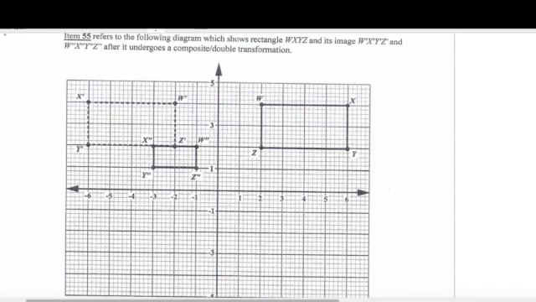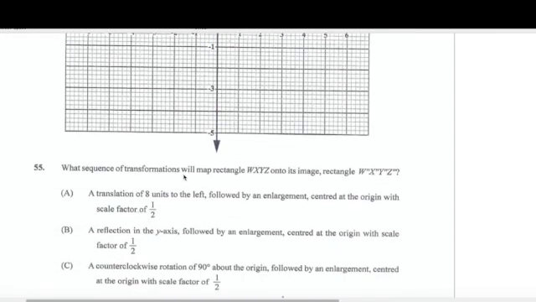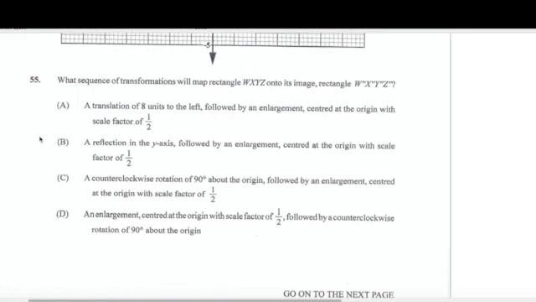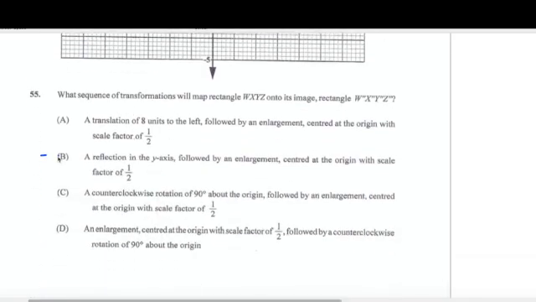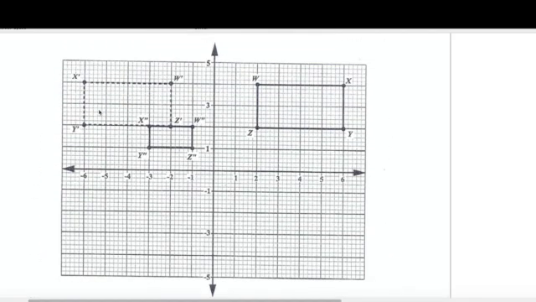So it's not a translation. It's actually a reflection. Look at it here, this reflection, W here, W here. So it's actually a reflection in the y-axis. So we can see that B is the only one that has a reflection in the y-axis, followed by an enlargement centered at the origin with a scale factor of 1/2. Yes, B.